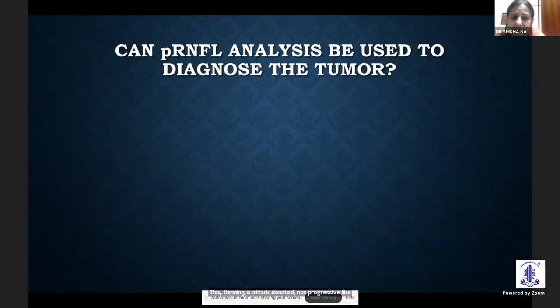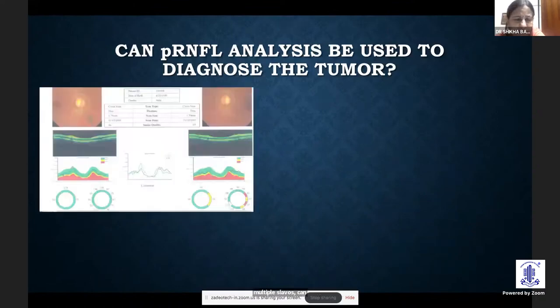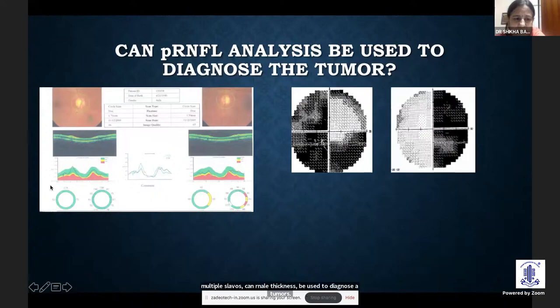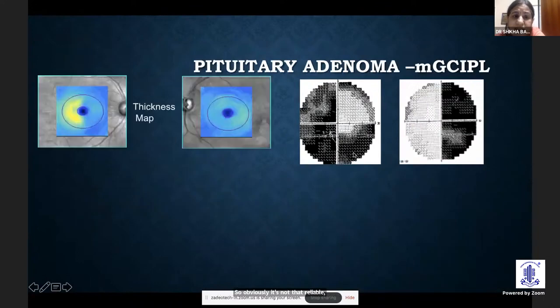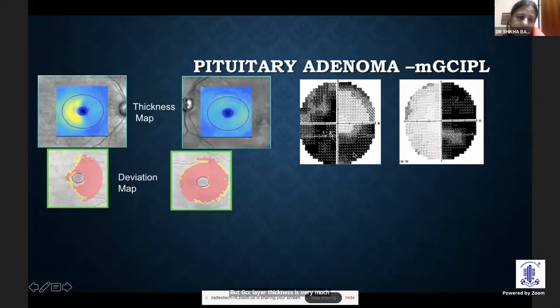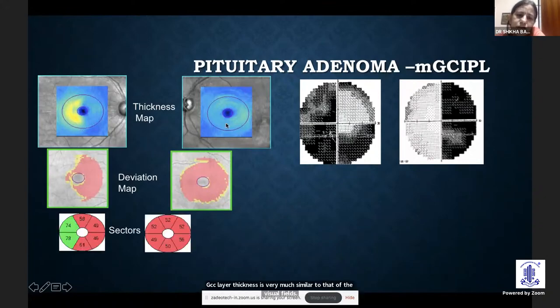Can RNFL thickness be used to diagnose the tumors? Let's look at this example. Here, the RNFL thickness is almost normal in one eye, and visual fields give much more information. So obviously, it's not that reliable. Fields are more important, but GCC layer thickness is very much similar to that of the visual fields. Here, you can see it's correlating very well with the visual fields.